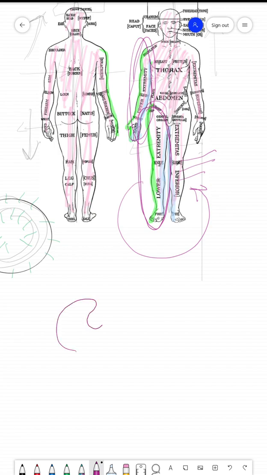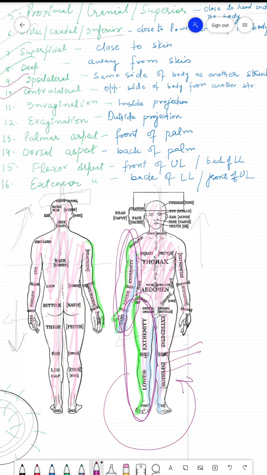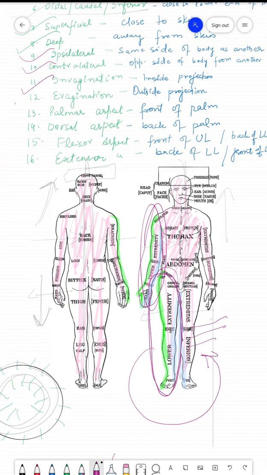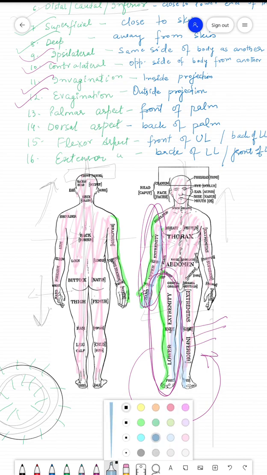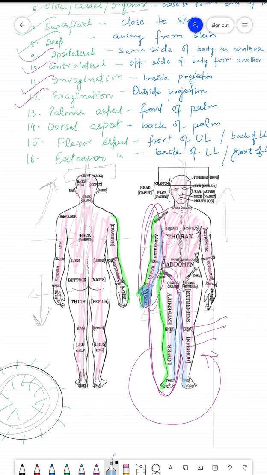Now the invagination and evagination. The inside projection is known as invagination, and the outside projection is known as evagination. Now the palmar aspect: the front of the palm is known as the palmar aspect, and the back side of the palm is known as the dorsal aspect.